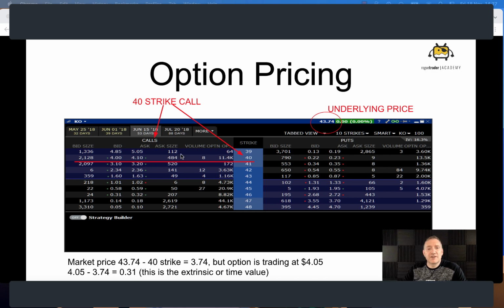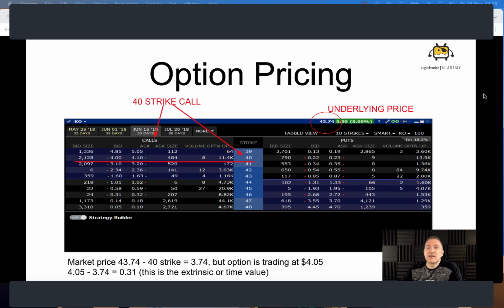And part of that time value is volatility as well, but we'll talk about those things later. Now, obviously, as this thing gets closer and closer to the expiry date, this extra little bit of time value, that 31 cents that's built in there, that's going to shrink every single day as we get closer and closer to June 15 when these things expire. That makes sense because there's less and less time for that option to expire in the money, less and less time for it to move around, right?